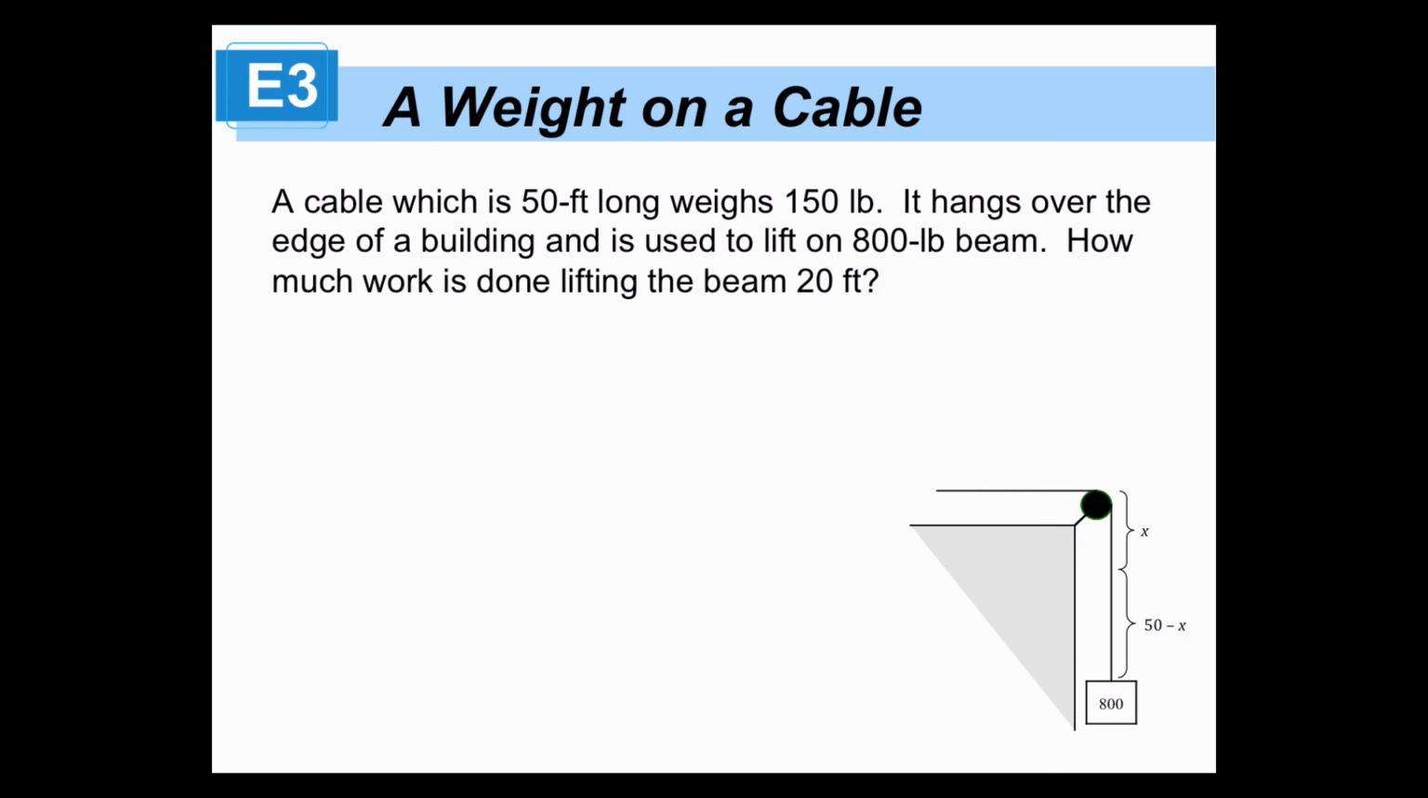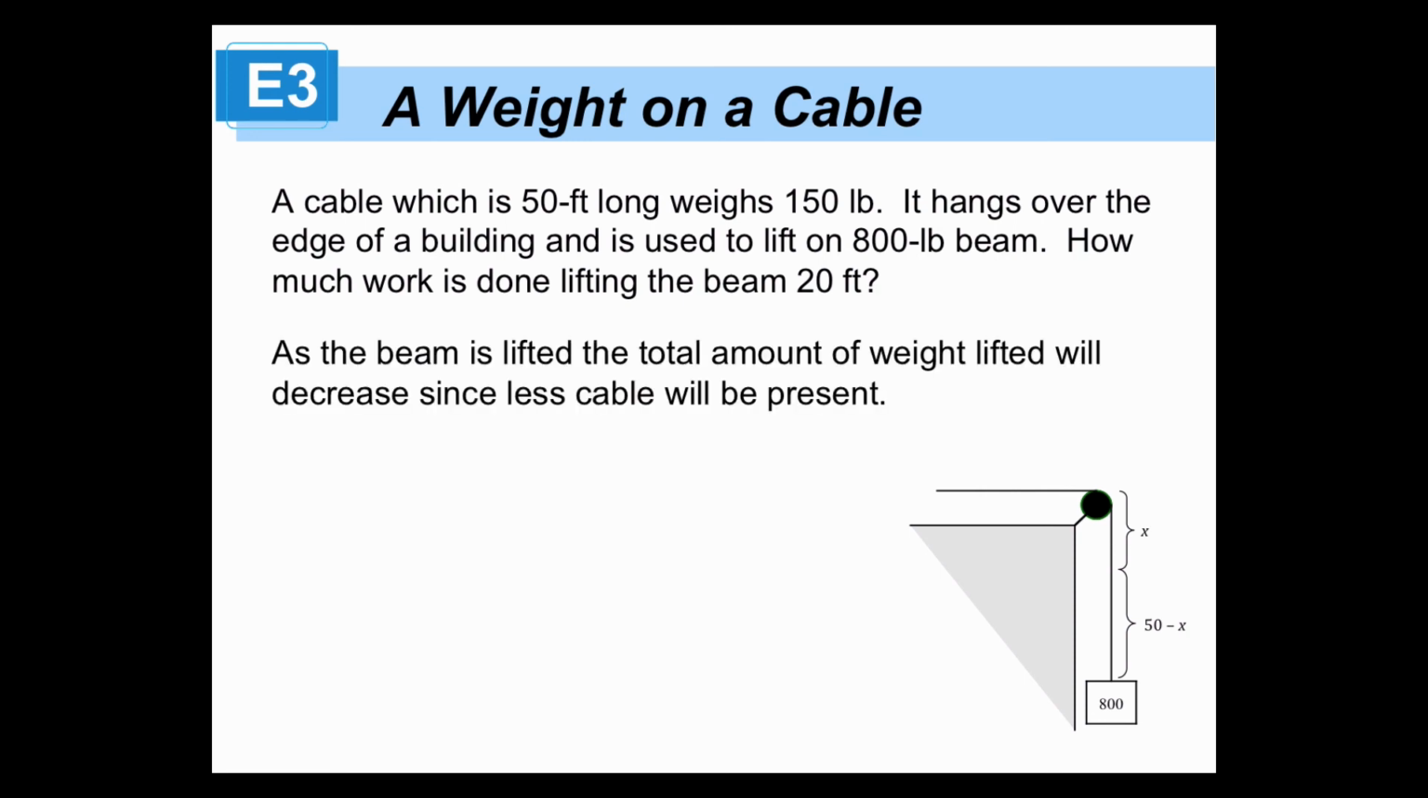This never changes. The weight of the object is always 800. That's easy. We need to figure out a way to represent the weight of that cable. And it says this already on your sheet. I did a little bit of a calculation there. If I have a 50-foot cable that weighs 150 pounds, then it weighs 3 pounds per foot. Does that make sense?